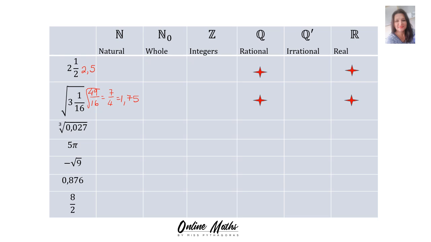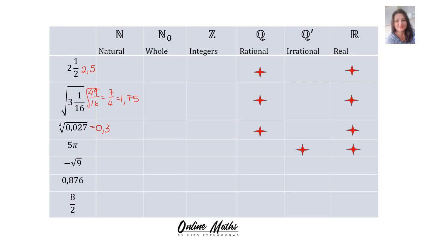The next one, the cube root of 0,027, is the same as 0,3, which is rational and real. The next one, 5 times pi, is irrational and real.